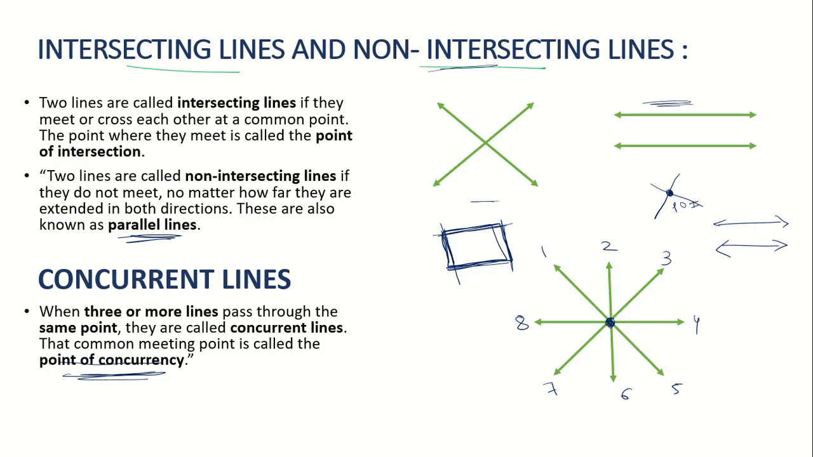Intersecting lines are lines which meet each other at a common point, and this point is called the point of intersection. Whereas non-intersecting lines do not meet each other and never cross. Concurrent lines are those where more lines pass through the same point, and this point is called the point of concurrency. All this basics and foundation is very important because the next lessons we explore are much deeper.